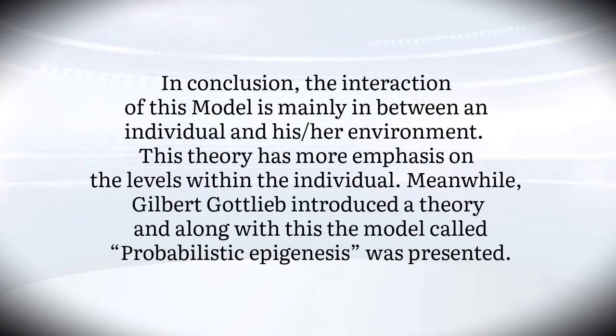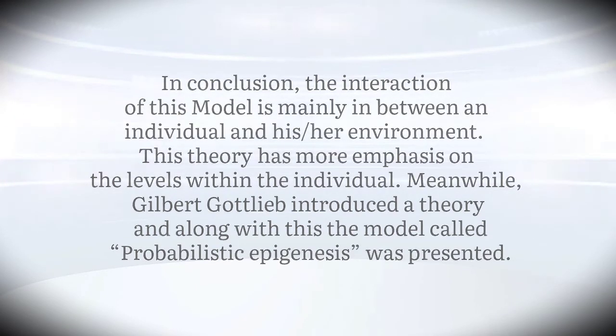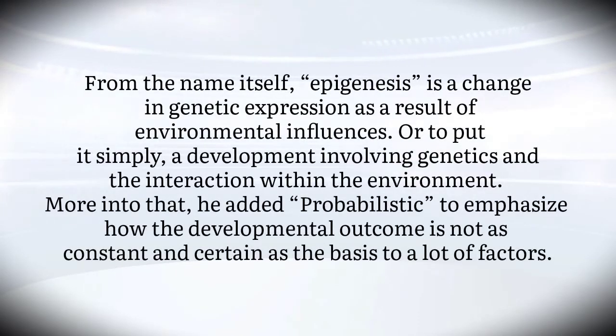In conclusion, the interaction of this model is mainly between an individual and his or her environment. This theory has more emphasis on the levels within the individual. Meanwhile, Gilbert Gottlieb introduced a theory, and along with this, the model called probabilistic epigenesis was presented. From the name itself, epigenesis is a change in genetic expression as a result of environmental influences.